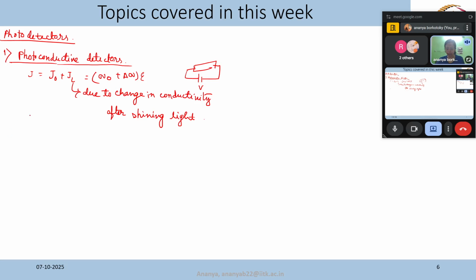Now this delta sigma is equal to Q into delta N into mu N plus Q into delta P into mu P. This is the general expression of conductivity. Now we know that electrons and holes are generated in pairs, right? When a photon hits, one electron is generated and one hole is generated. So the number of excess electrons and excess holes are the same. So I can write this as Q into delta P or delta N, whatever you use, into mu N plus mu P.